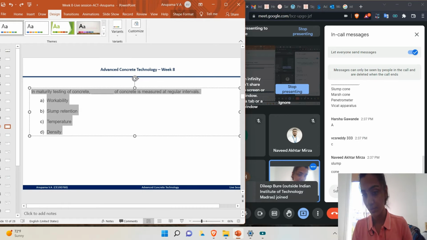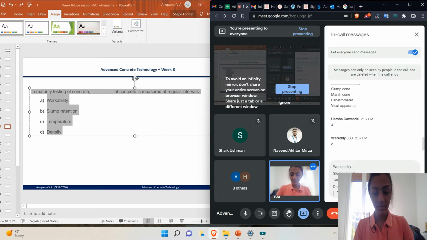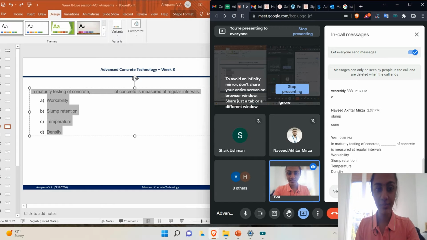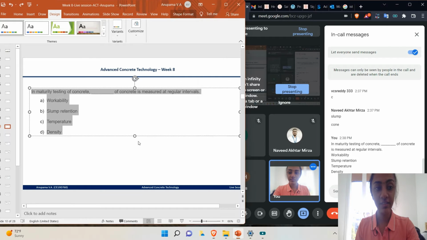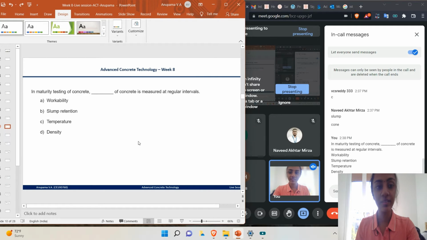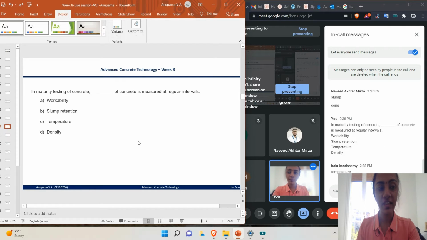Okay. So, the options are workability, that is checking the concrete workability at regular intervals, or checking the slump retention at regular intervals, then temperature at regular intervals, and density at regular intervals. So, what is checked at regular intervals in order to test the maturity of the concrete?